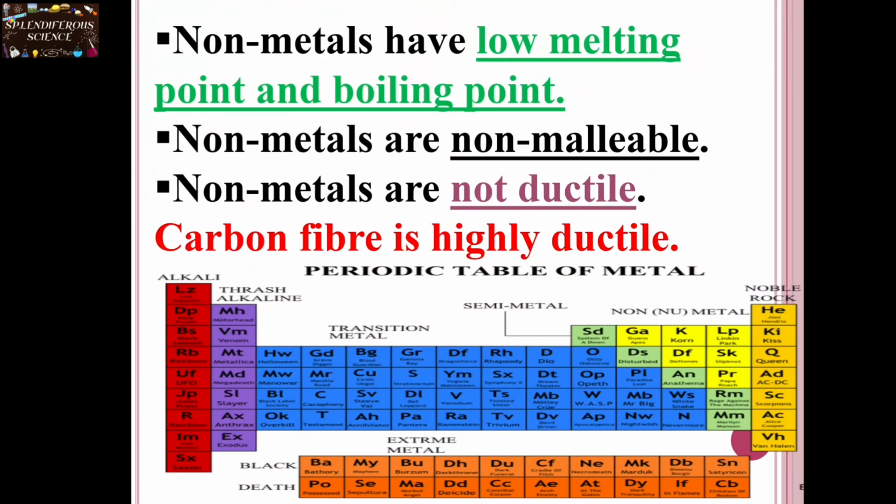Non-metals have a low melting point and boiling point. Non-metals are non-malleable and non-ductile. Carbon fiber is highly ductile.